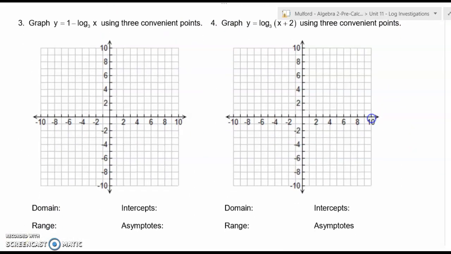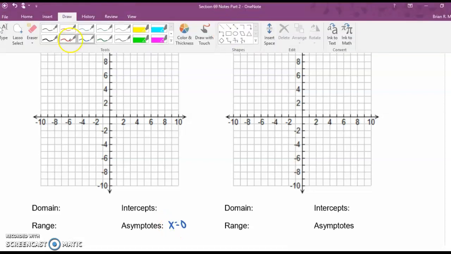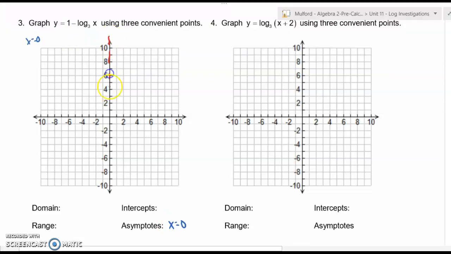Number 3, we've got y equals 1 minus log base 3 of x. So I've got that negative in front. I think that's going to do something. I think that 1's going to do something as well. So I'm going to figure out what that actually is. First thing I want to do is take that x value and set it equal to 0. So once again, I find out that x equals 0 is my vertical asymptote. So I'm going to grab my red pen, draw that vertical asymptote in.